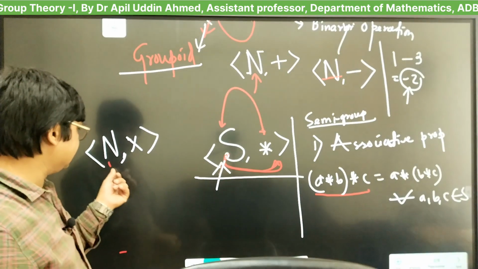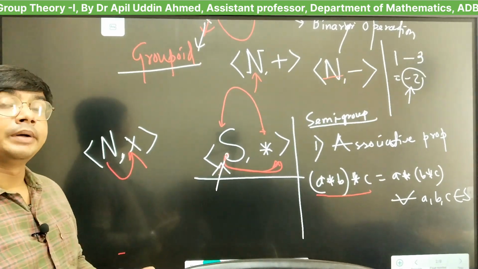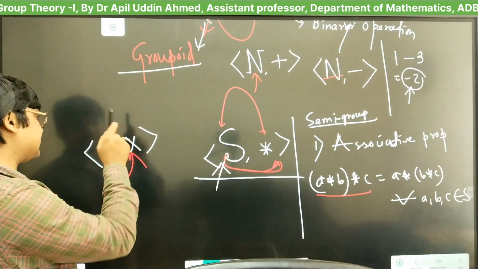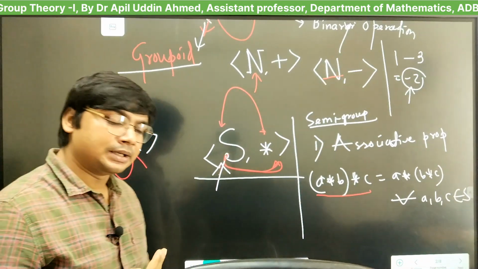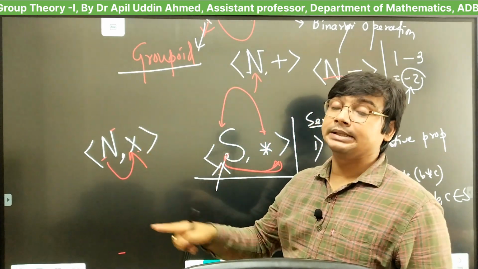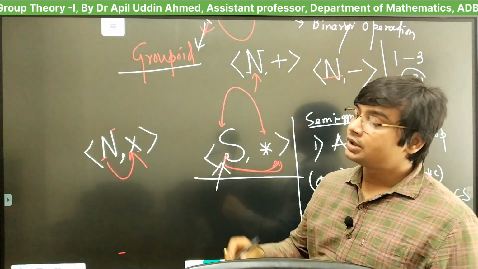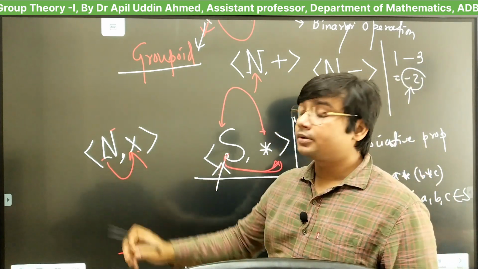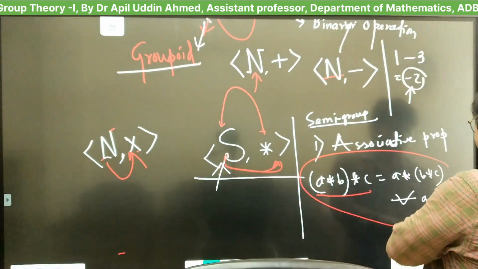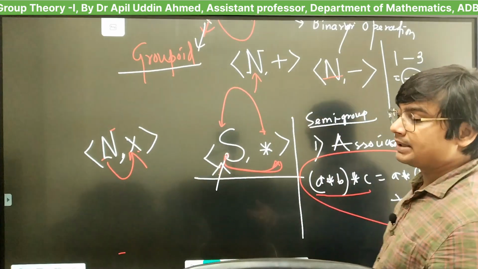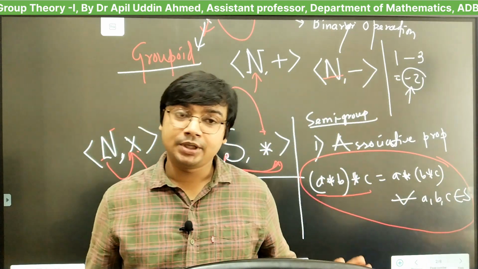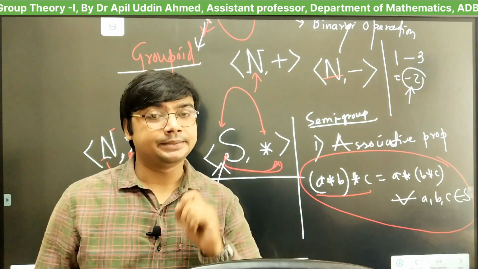You see here, this set of natural numbers with respect to multiplication will be a semigroup, because this set N, the set of natural numbers, is closed with respect to multiplication. That means multiplication is a binary operation. And this set of natural numbers also satisfies the associative property. That means N is a semigroup with respect to multiplication.